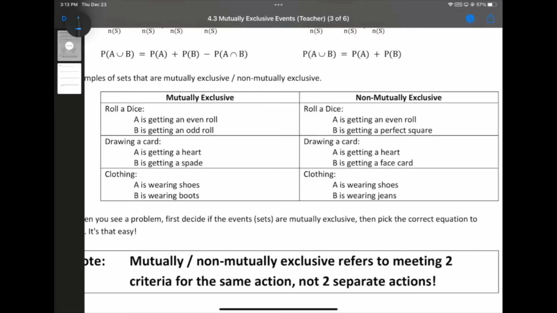Similarly, drawing a card. Heart and spade, mutually exclusive. Heart and face card, non-mutually exclusive, which we already discussed. Clothing: wearing shoes and wearing boots. Under normal circumstances that should be mutually exclusive, assuming you have two feet and abide by normal footwear conventions. Non-mutually exclusive would be wearing shoes and wearing jeans. They can be worn at the same time. They don't have to be. There's no particular reason one would influence the other, but they can happen simultaneously.